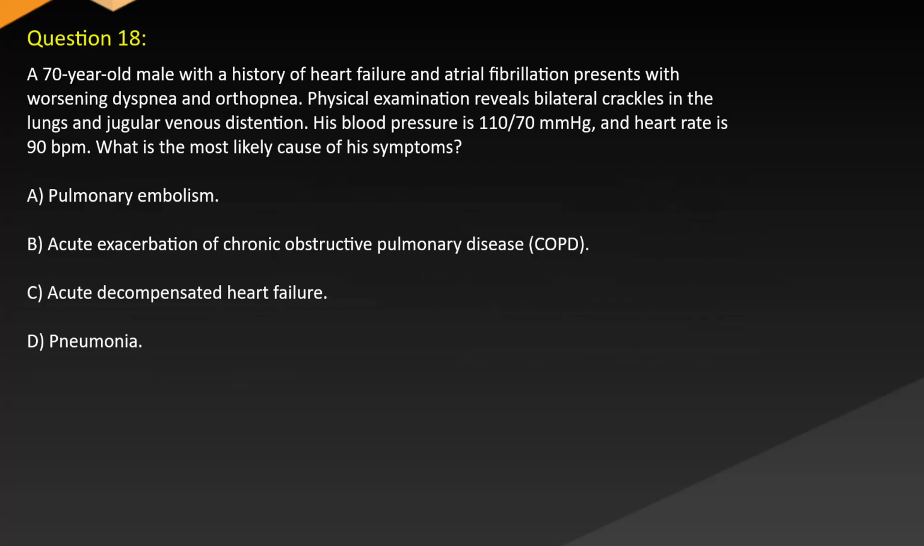Question 18. A 70-year-old male with a history of heart failure and atrial fibrillation presents with worsening dyspnea and orthopnea. Physical examination reveals bilateral crackles in the lungs and jugular venous distension. His blood pressure is 110/70 mmHg and heart rate is 90 bpm. What is the most likely cause of his symptoms? A. Pulmonary embolism. B. Acute exacerbation of chronic obstructive pulmonary disease, COPD. C. Acute decompensated heart failure. D. Pneumonia.